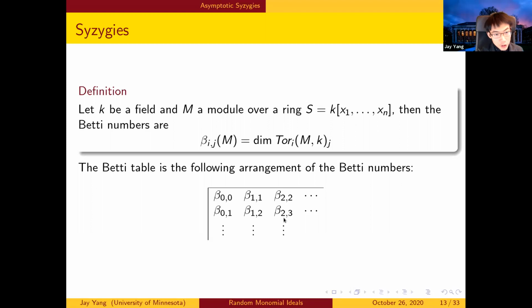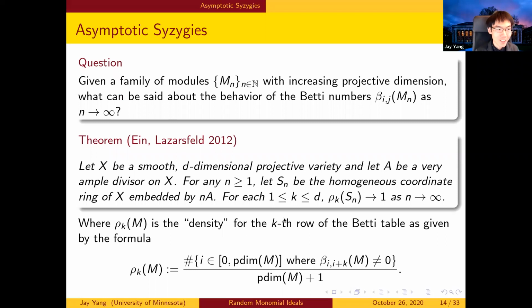Okay. So now, as we've seen, everything we've done is asymptotic. So the next step is to add the word asymptotic in front of syzygies. So we're now going to talk about asymptotic syzygies. And this is not a new topic. This is a topic which has been studied before in the more direct sense. You ask for a family of modules or a family of ideals, in this case with increasing projective dimension: what can be said about the behavior of the Betti numbers? What can be said about the behavior of the Betti tables as our parameter goes off to infinity?